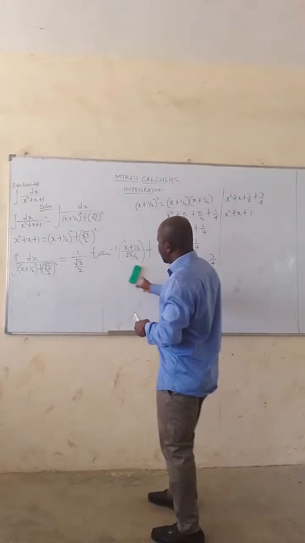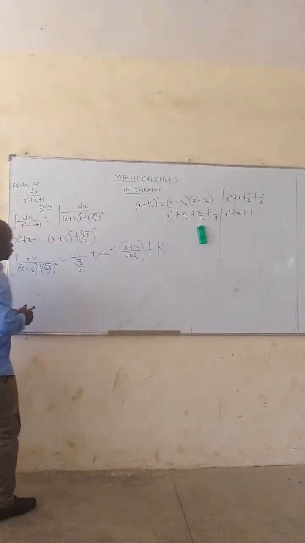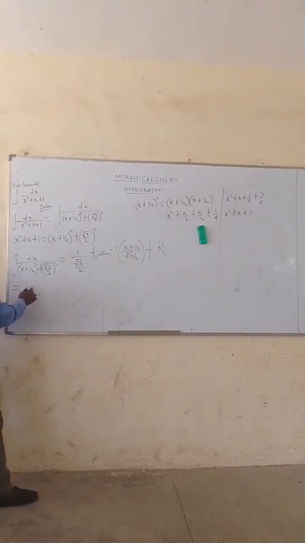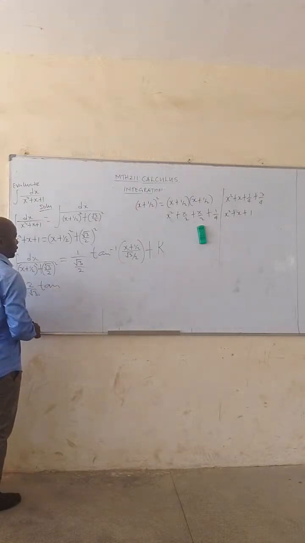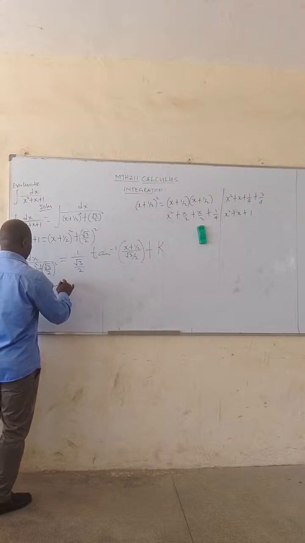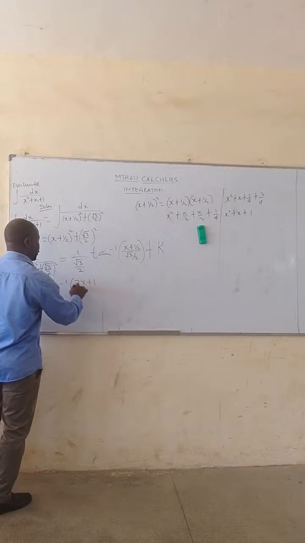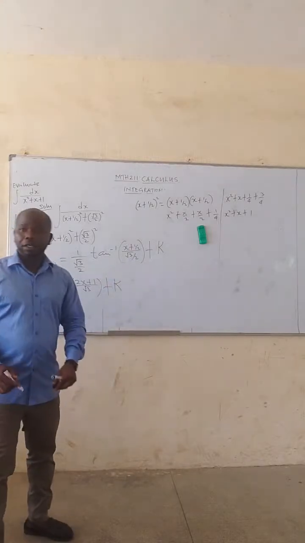Then we can see move further to write it in this one. This is 2 all over root 3 tan inverse of 2x plus 1 all over root 3. True or false? Yeah. I have a question.